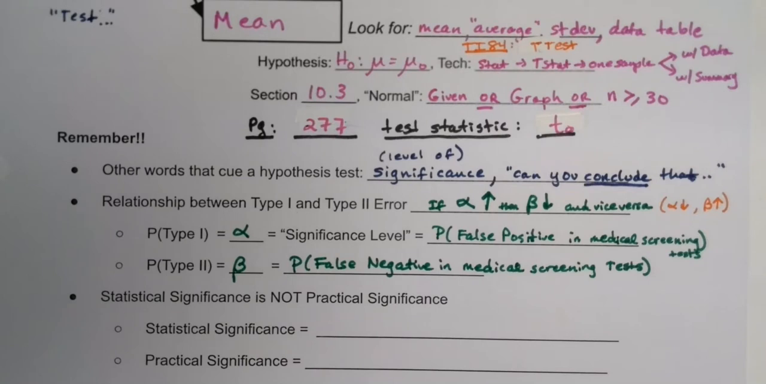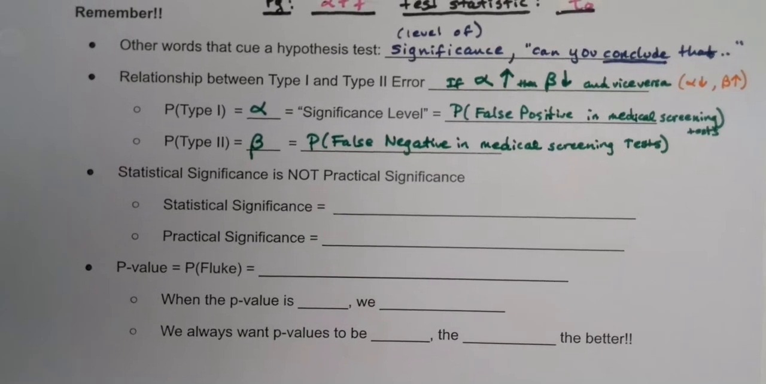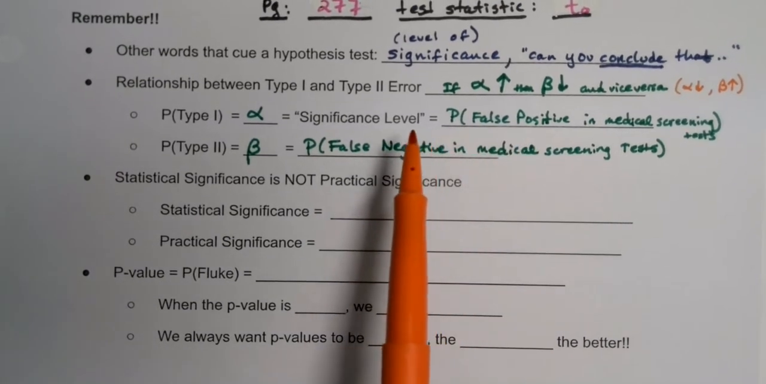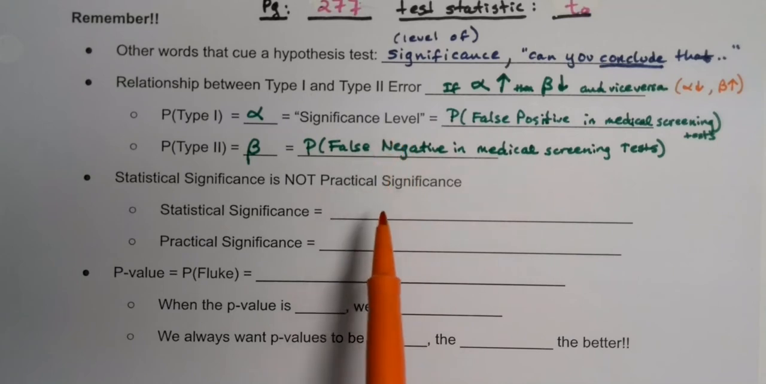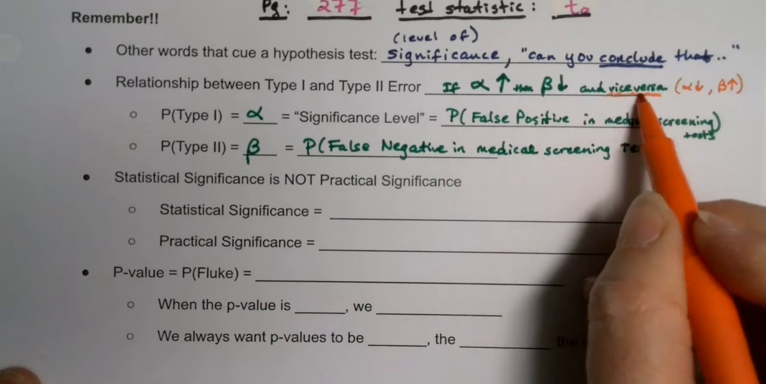Okay, so you have to keep that relationship in mind, because that's going to be very important to you. If you want a low chance of false positives and you make alpha go really, really low, then you'll inherently drive up your false negatives, and vice versa, right? So that's what the vice versa means. So it's going to work either way.